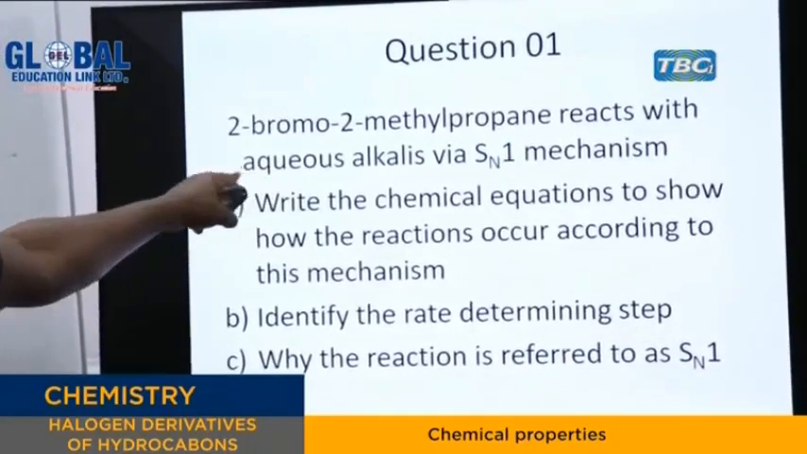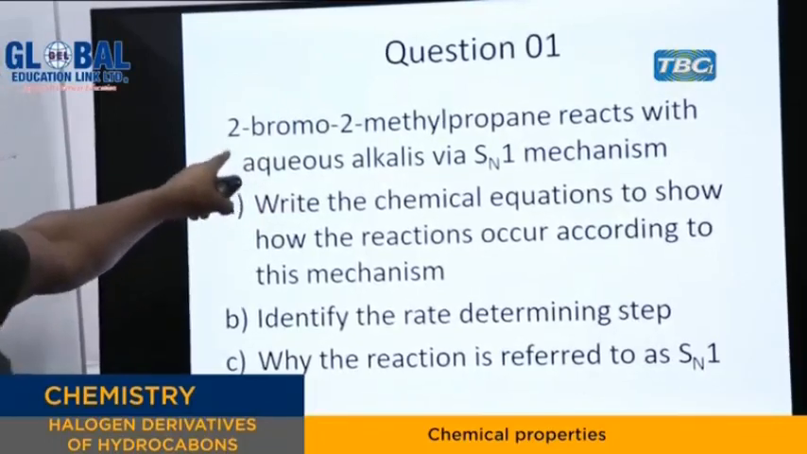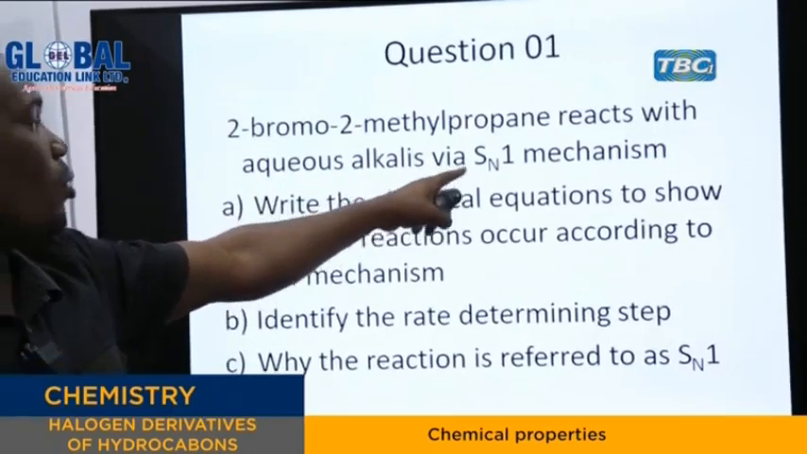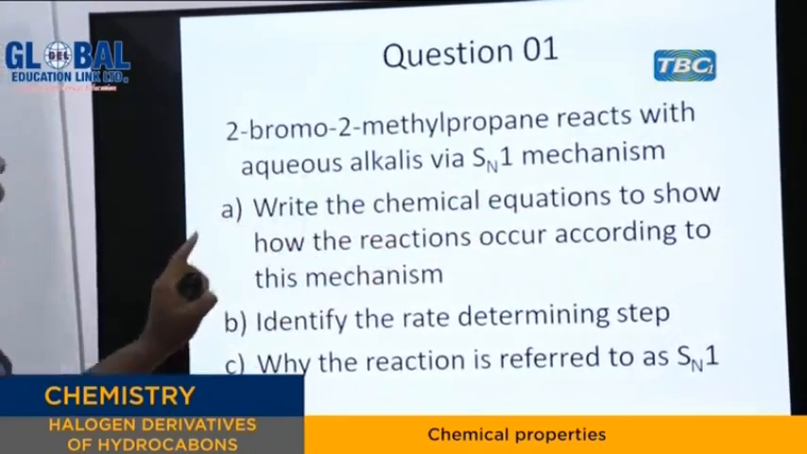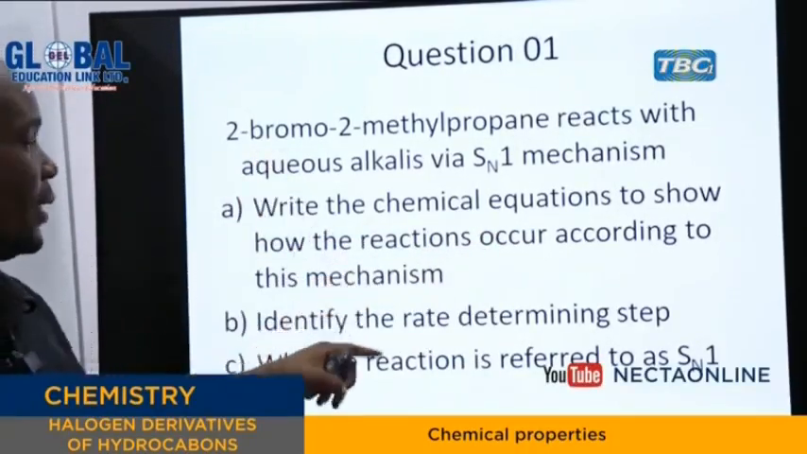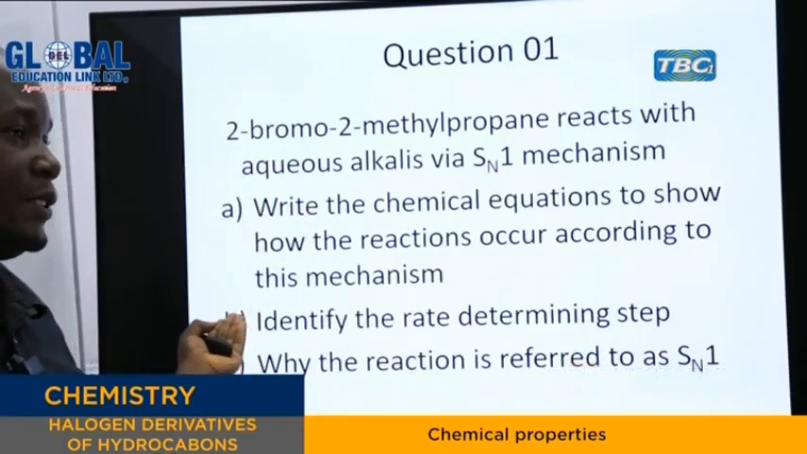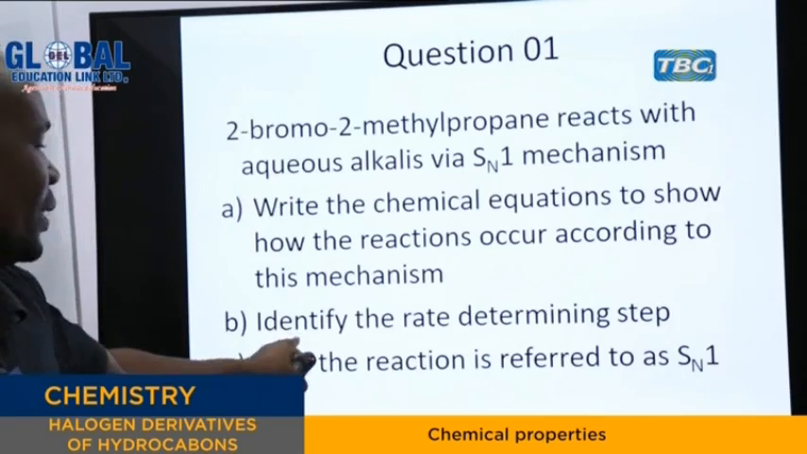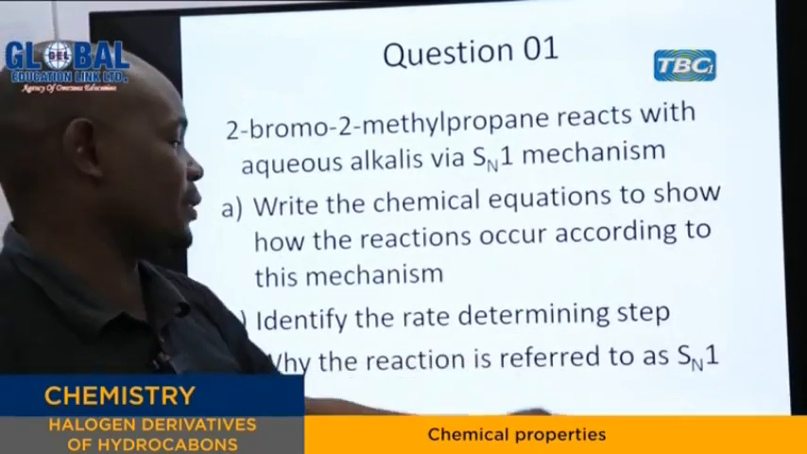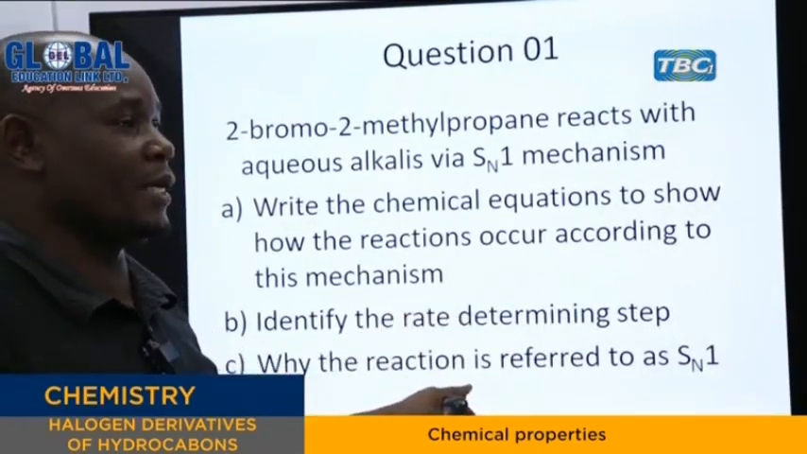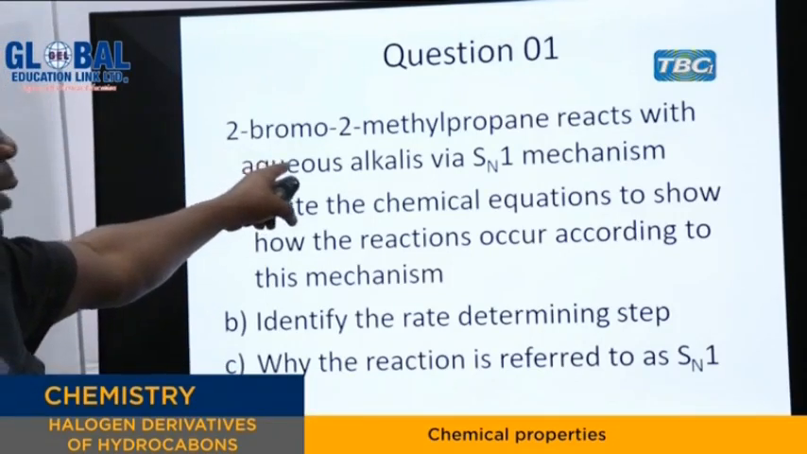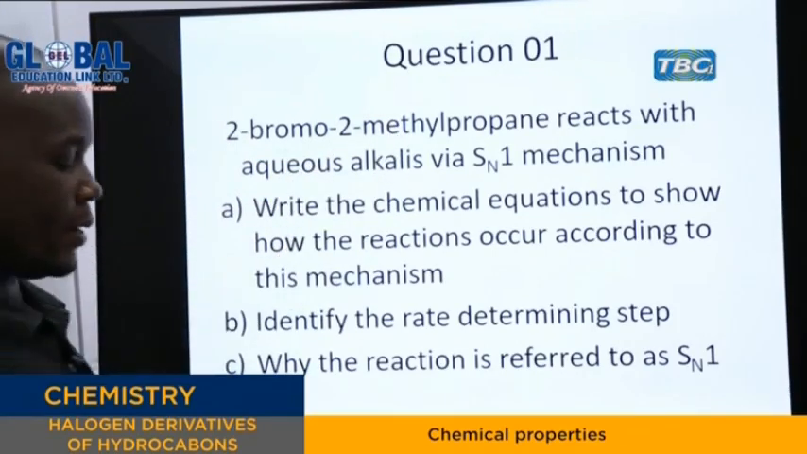Now, the first question is that 2-bromo-2-methyl propane reacts with aqueous alkalis via first order nucleophilic mechanism. You are asked to write the chemical equations to show how the reaction occurs according to this mechanism. It is so simple since you have seen how the mechanism takes place. Second, you have been asked to identify the rate determining step, and third, why the reaction is referred to as first order nucleophilic substitution reaction. So let us start by writing the formula of 2-bromo-2-methyl propane.